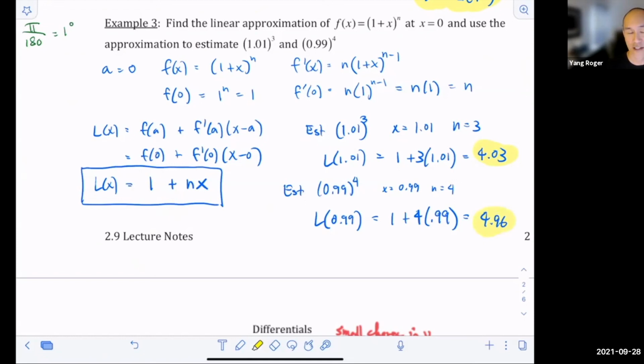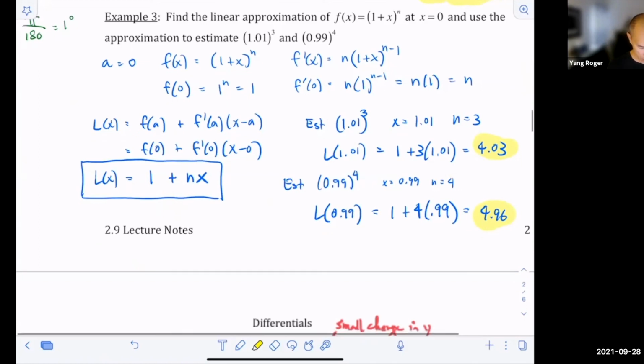Does anyone have any questions about these examples here? No? All right, cool.